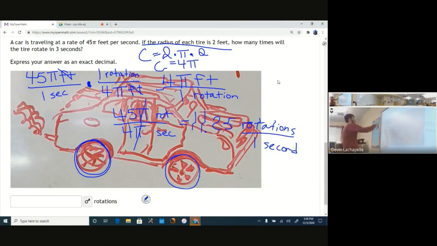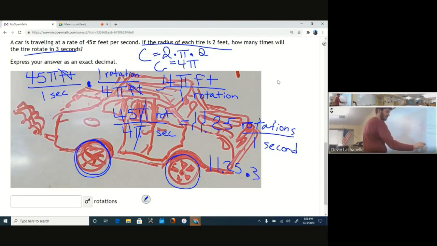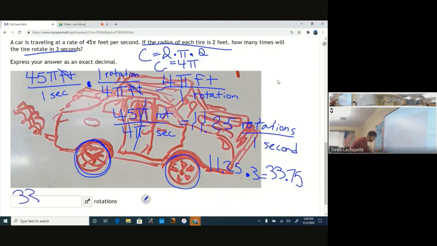We want to find how many times the tire is going to rotate in 3 seconds. So if we have 1 second, we're just going to go ahead and multiply this by 3. Oops, that's a division sign. Okay, and what are we gonna get? 33 and 75 hundredths rotations. 33 and 75 hundredths rotations. We already have the unit right there.